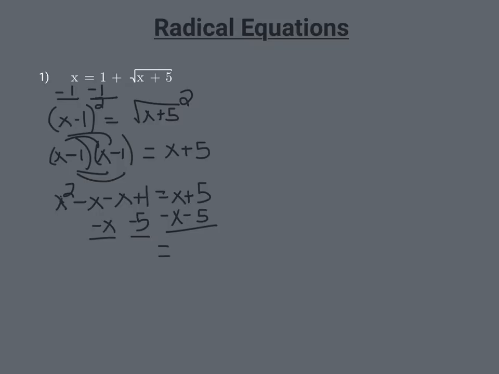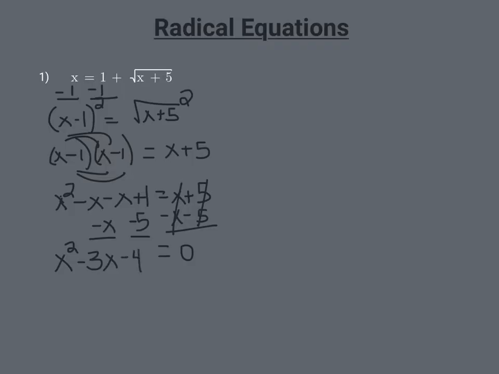All right, so on the right-hand side, everything cancels, leaving us with 0. And on the left-hand side, I'm going to bring my x squared down. And then we have a negative x, another negative x, and another negative x. So altogether, we have negative 3x. And then 1 minus 5 is negative 4.